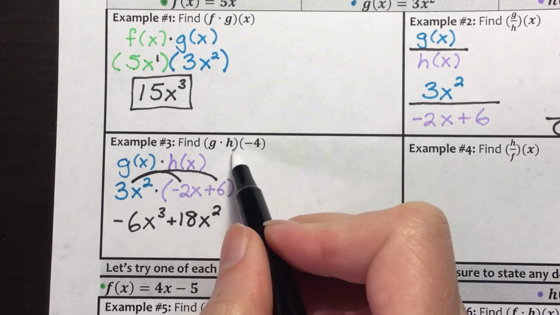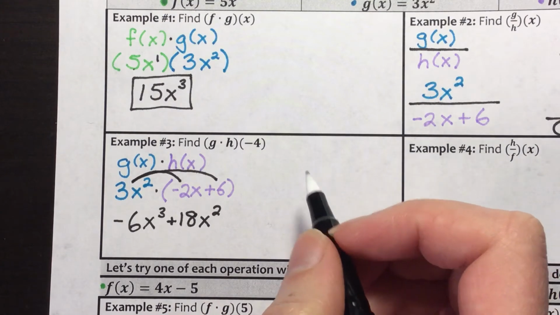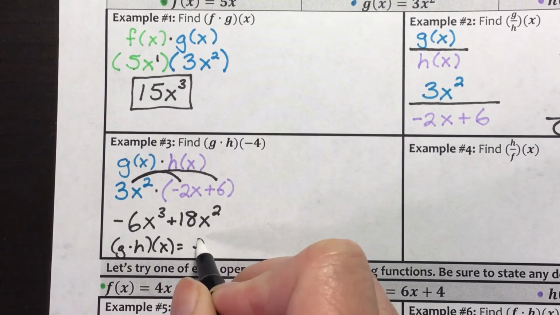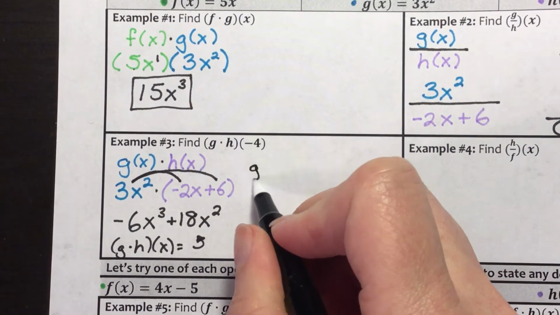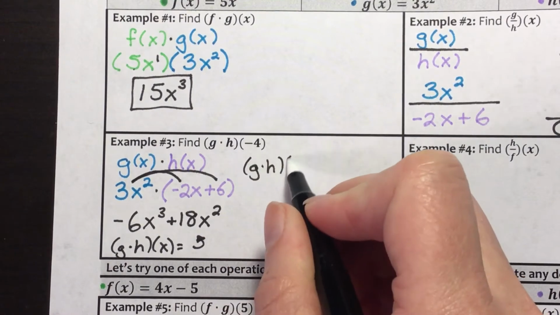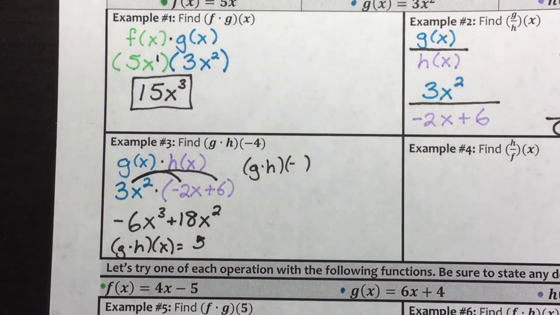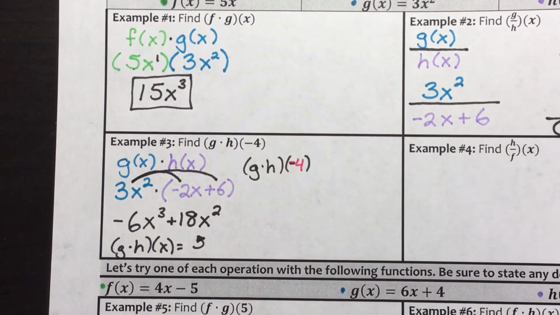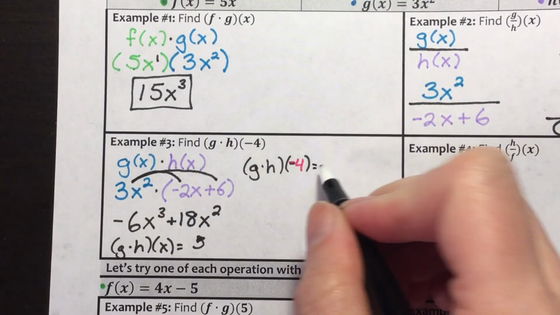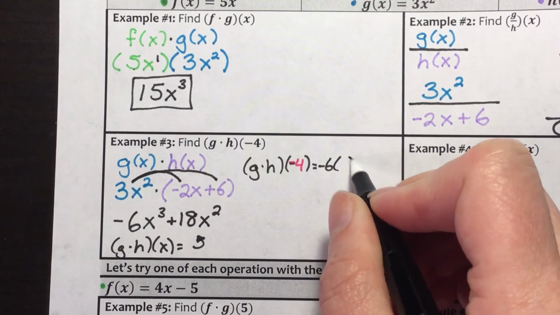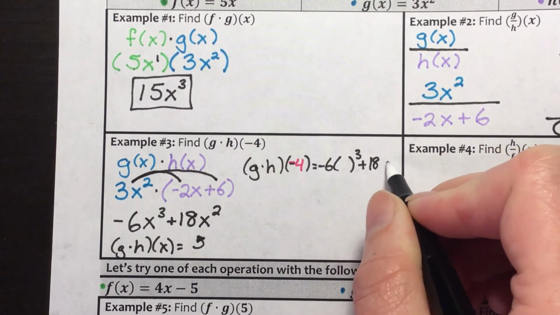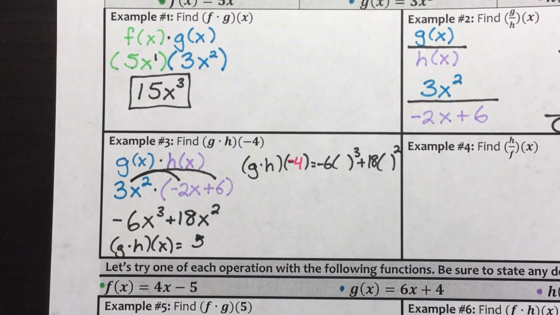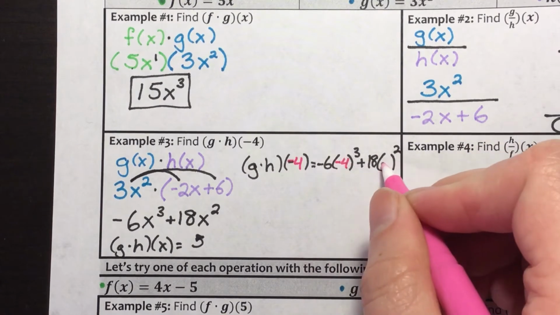But what we want is g times h of negative 4. Okay, so let's find g times h of negative 4 by plugging in negative 4 everywhere we have an x there. Okay, so this is going to equal negative 6 times something cubed plus 18 times something squared. And inside those parentheses, we're going to put the negative 4.